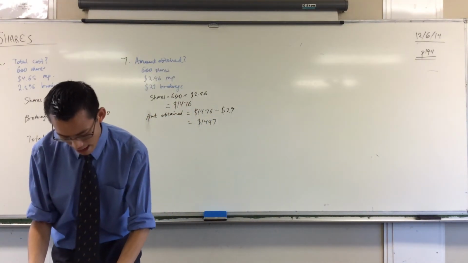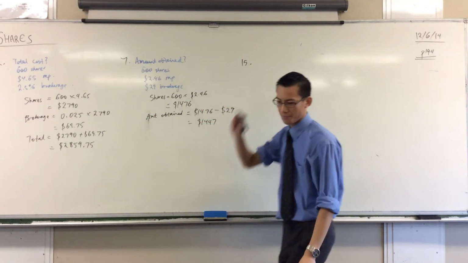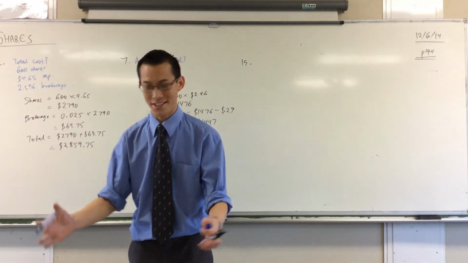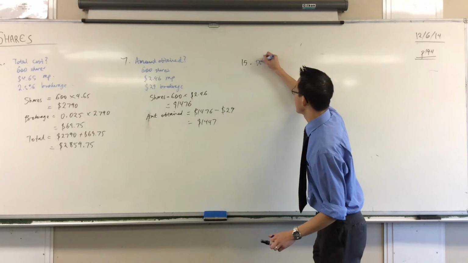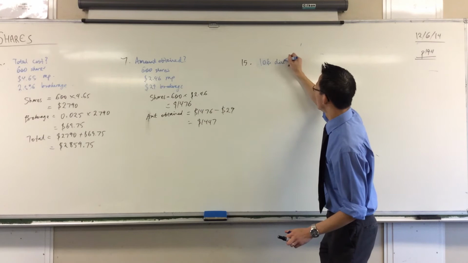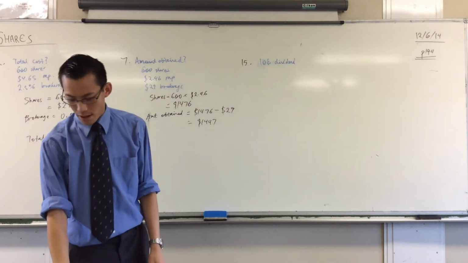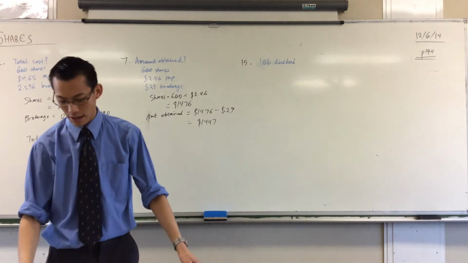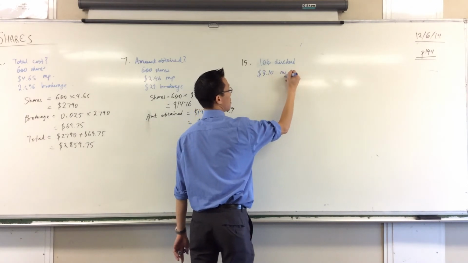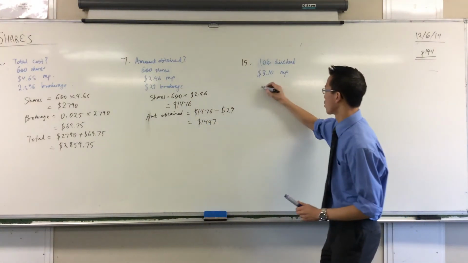Let's have a look at 15. Okay, again, let's get the important information, right? Dividend, 10 cents each. I should have said 10 cents first. Okay, there's my first piece of crucial information. The shares have a market value, market price of $3.10. Okay, $3.10 market price.